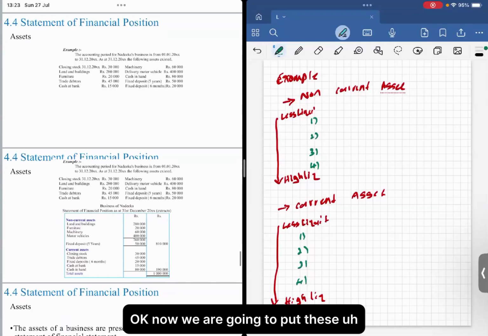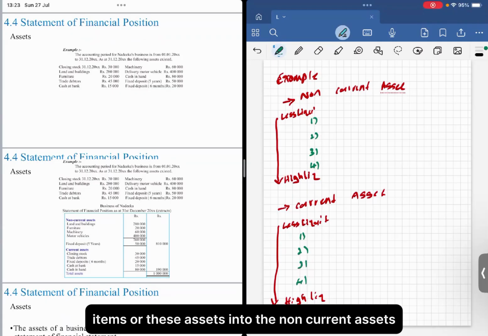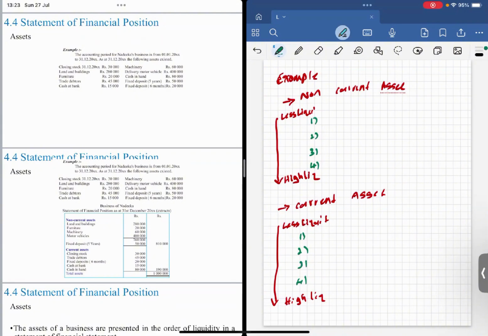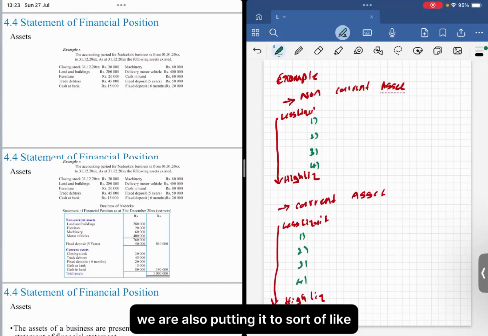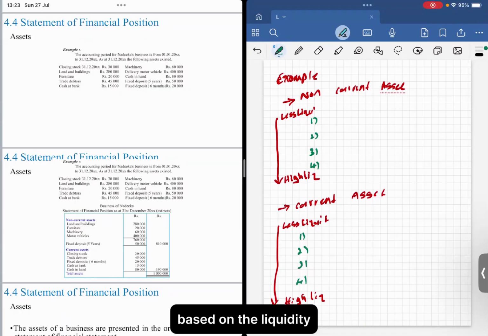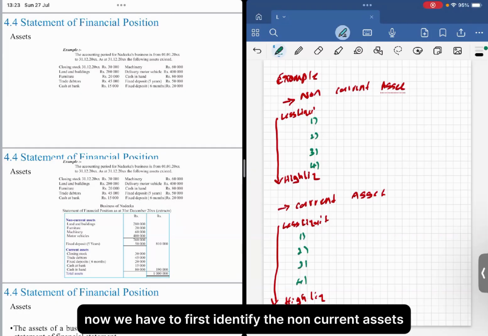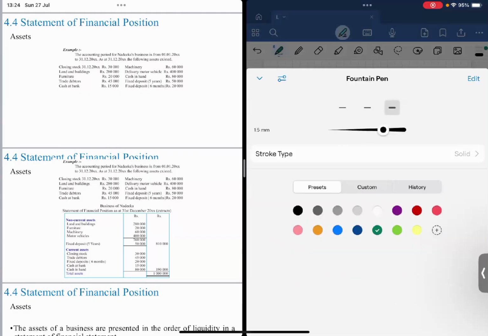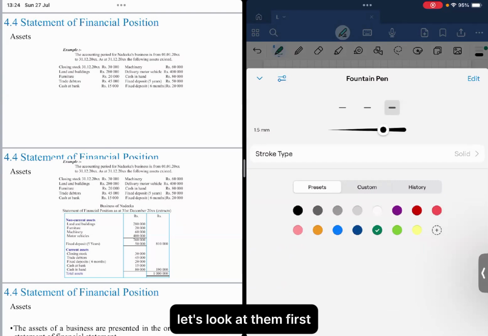Okay, now we are going to put these assets into non-current assets and current assets in an order. It is not just the order, we are also putting it into part of the financial statement. But the essence of it is identifying it based on liquidity. So let's first look at the liquidity. We have to first identify the non-current assets. What are the non-current assets here? Let's look at them first.